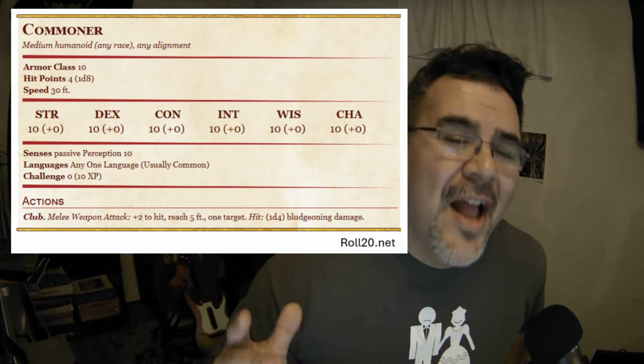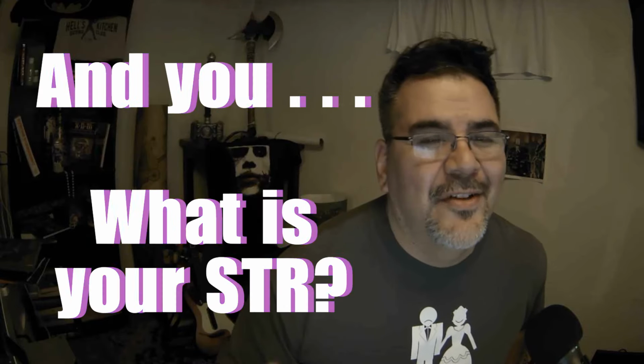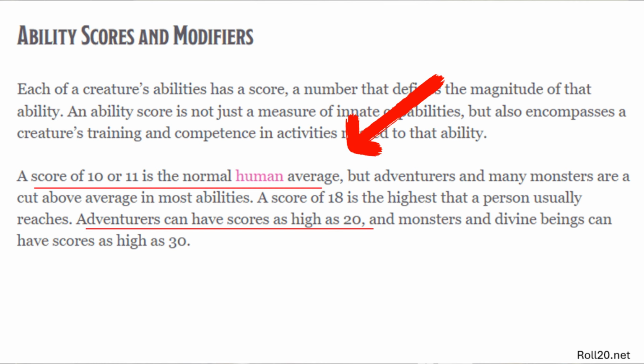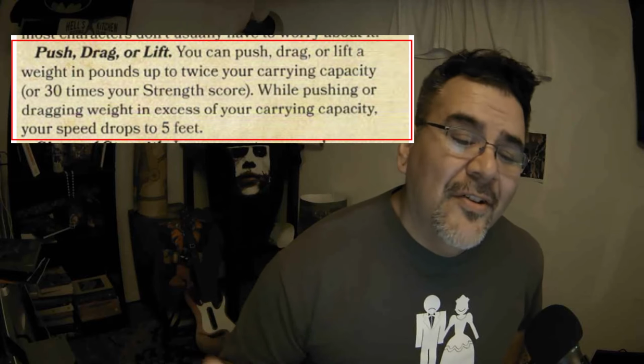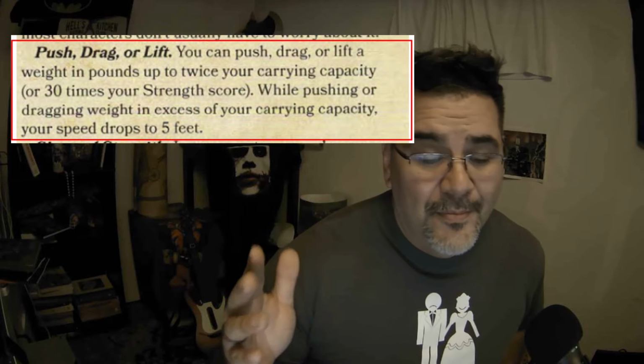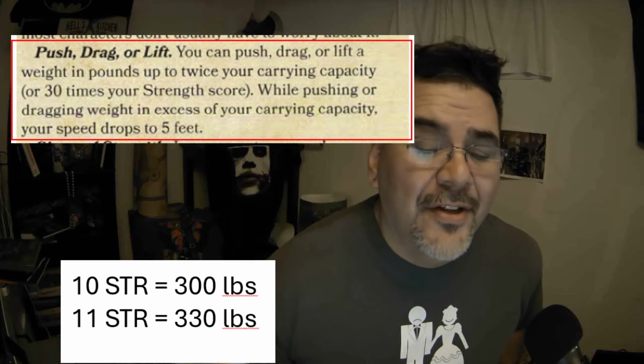But what does the commoner have in our world? Who is the commoner amongst us, and where do we stand? Do you ever ask that question? Now, in Dungeons and Dragons, the average normal human has a strength of a 10 or 11. So let's see if we can calculate that out. Now, based on that push, drag, or lift, we can calculate our deadlift, right? 10 obviously is going to give us a 300, and 11 is going to give us 330.